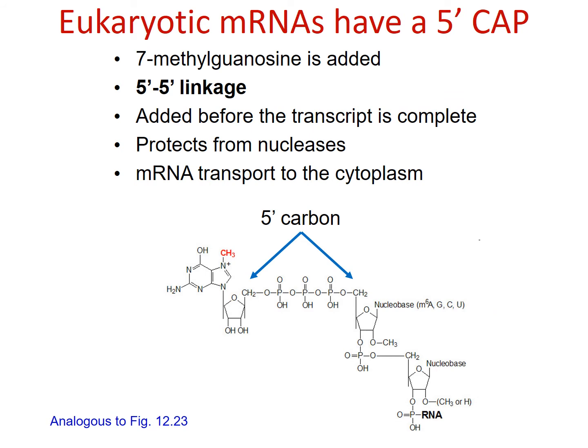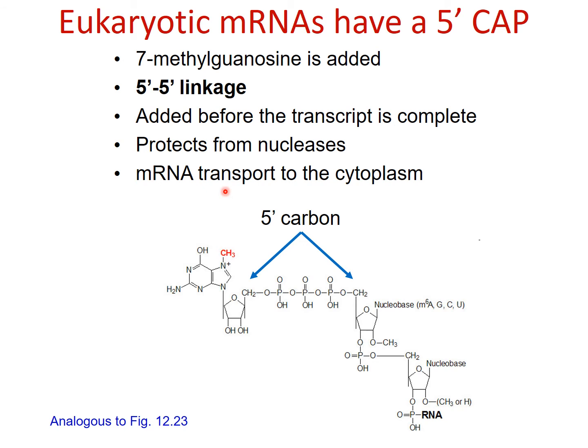Okay, so what is this 5' cap? It's a 7-methylguanosine added in a 5' to 5' linkage. This has the effect of protecting the messenger RNA from nucleases, because this linkage is a very odd association of a nucleotide on a chain. It's also involved in transporting the messenger RNA out of the nucleus into the cytoplasm.